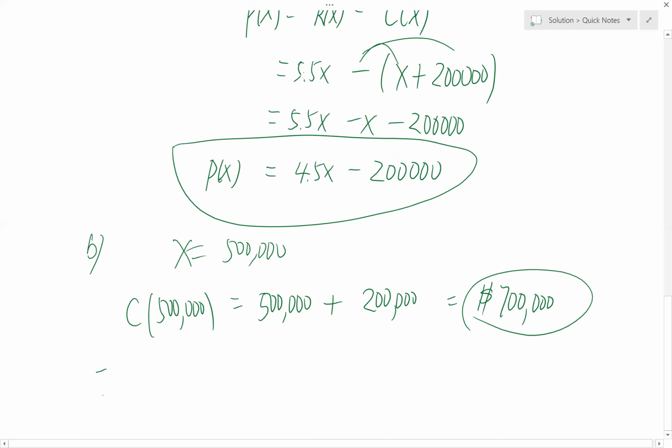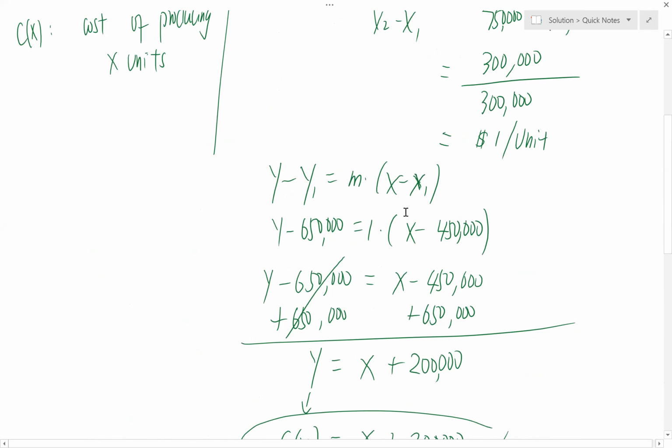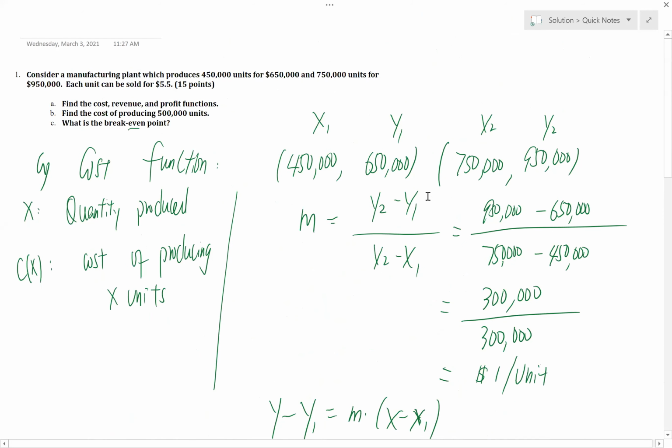So the cost of producing 100,000 units is $700,000. So that's part B, and part C, we have a break-even point.